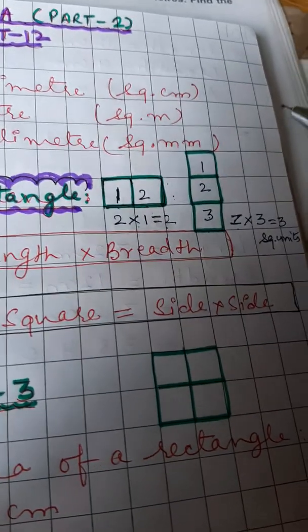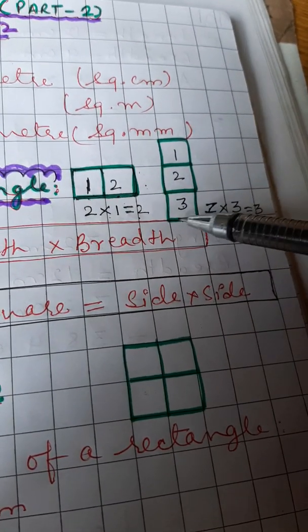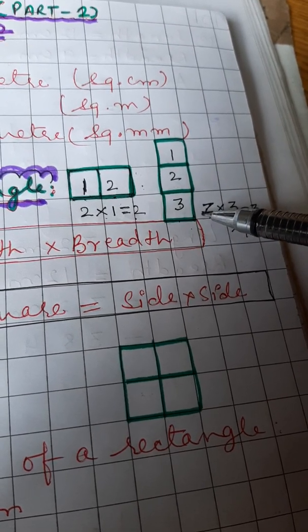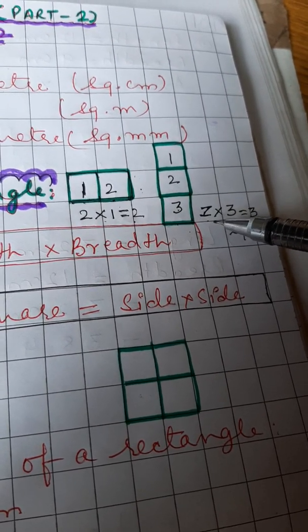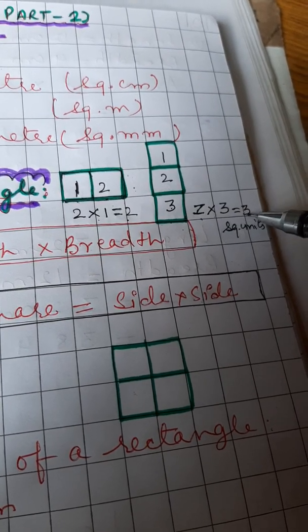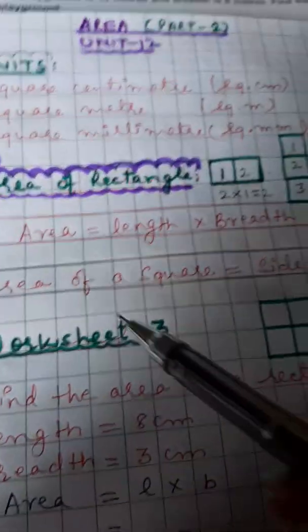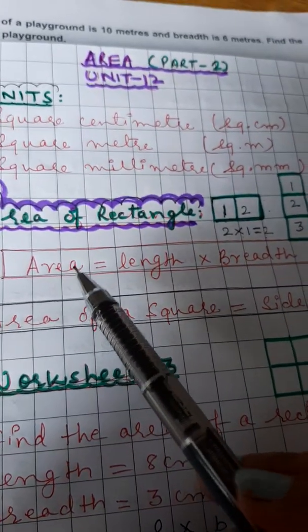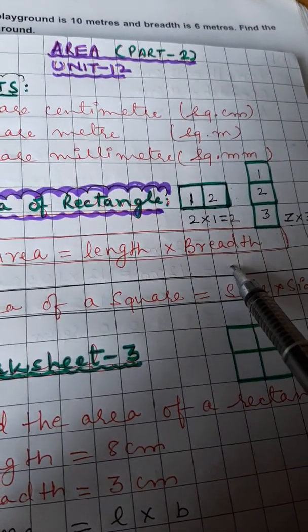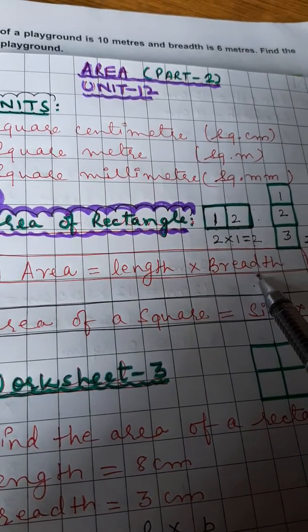Okay? Or we can say that if this is a rectangle and its length is equal to 1 centimeter and breadth is equal to 3 centimeter, then we will multiply 1 by 3 to find out the area and we will get 3 square units. Let us make it simpler: to find out the area of a rectangle, the trick is that we will multiply the length by breadth. Simply just multiply the length by breadth.